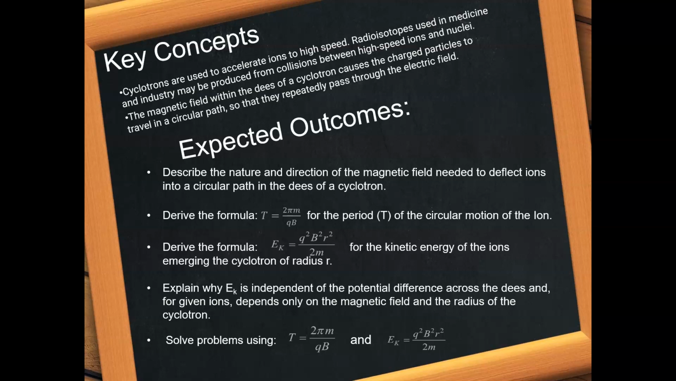You've got a second derivation in this lesson, which is the kinetic energy of the particle when it leaves, given a certain radius of the cyclotron, and to explain why the kinetic energy is independent of the potential difference across the Ds, and for a given ion depends only on the magnetic field and the radius of the cyclotron. Lastly, using the two equations that you've derived above to solve problems for given unknowns.